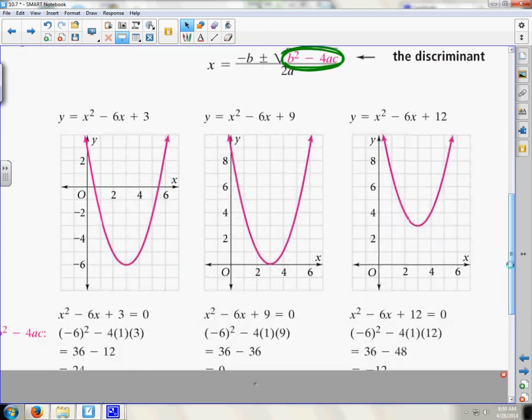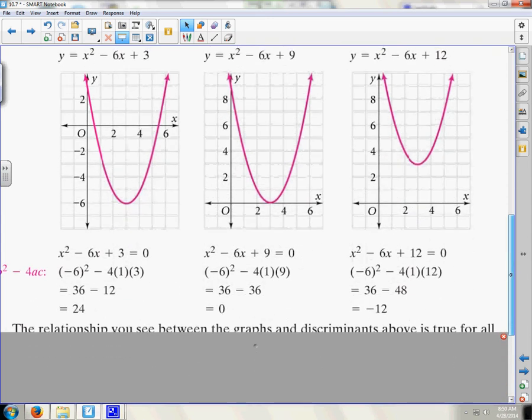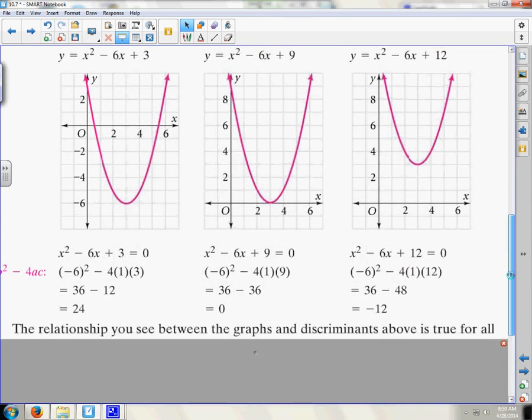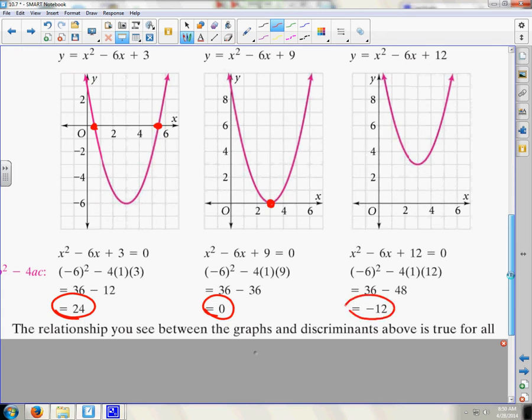So here's 3 equations, and they're all solved. And you can see this one, you get a square root of 24, so that means, oh, it's going to have 2 solutions because I can do the square root of 24. This has 1 solution because it equals 0. And anything that equals a negative number has no solution. So make sure you really have that written down. All positive numbers have 2 solutions, 0 has 1, and negative numbers have no solution.